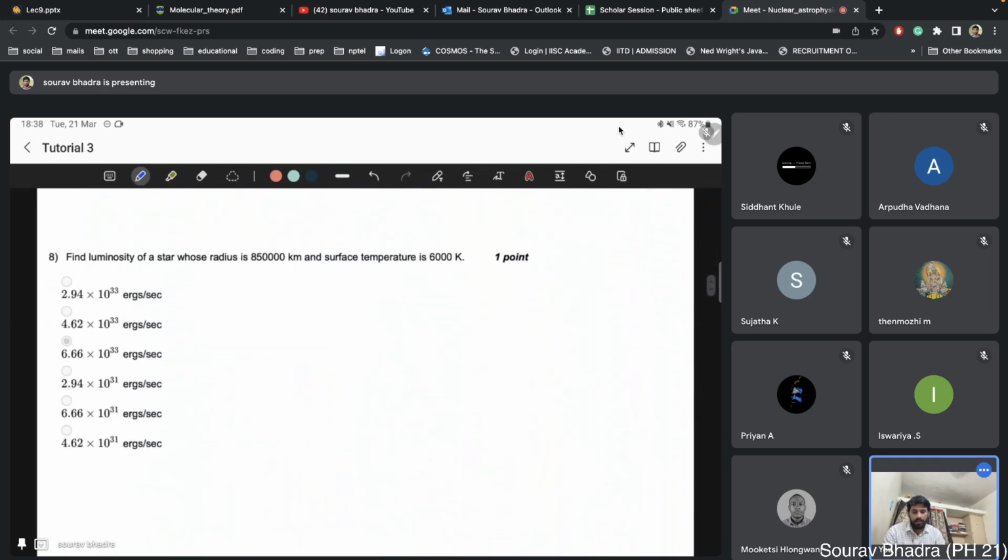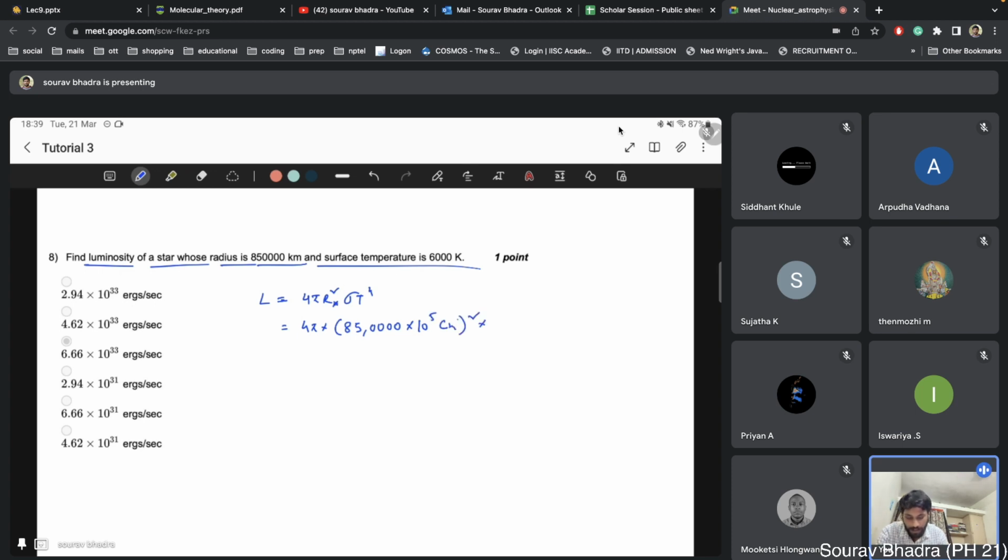Now I will go to another numerical problem. I will not spend much time here. Find the luminosity of a star whose radius is given and surface temperature is given. So I have repeatedly told you that luminosity is 4 pi R star squared sigma T to the power 4, where R star is the radius. So 4 pi, it is given 85,000 kilometer. If I convert into centimeter, so 10 to the power 5 centimeter squared.